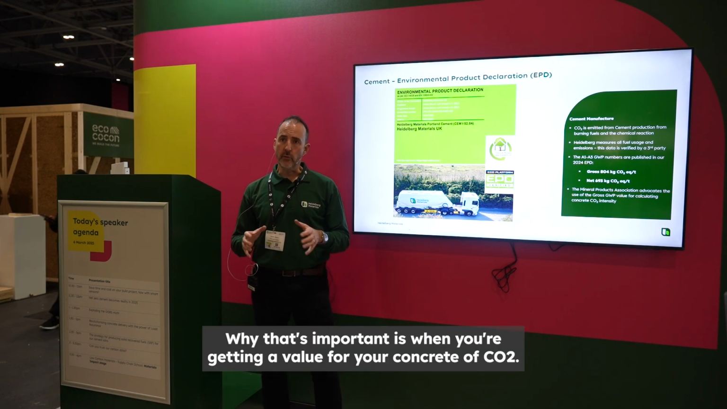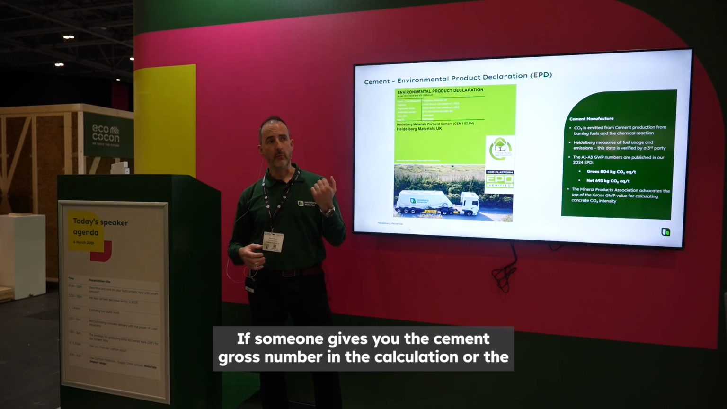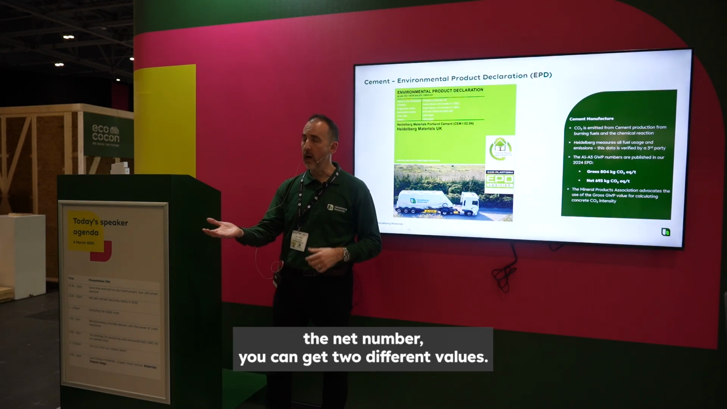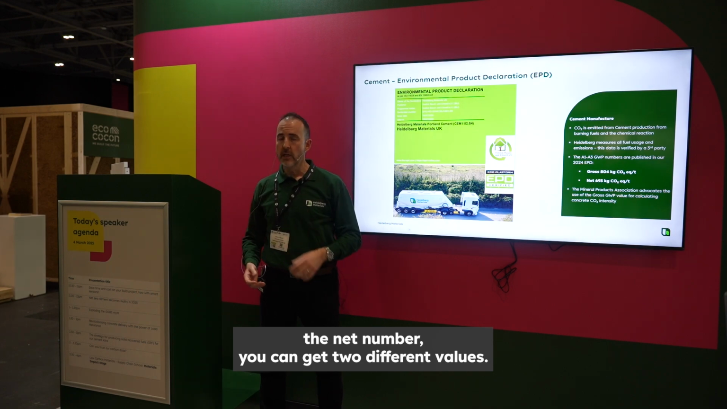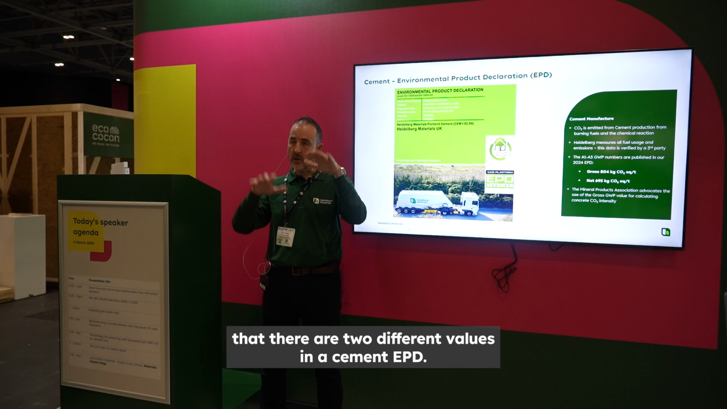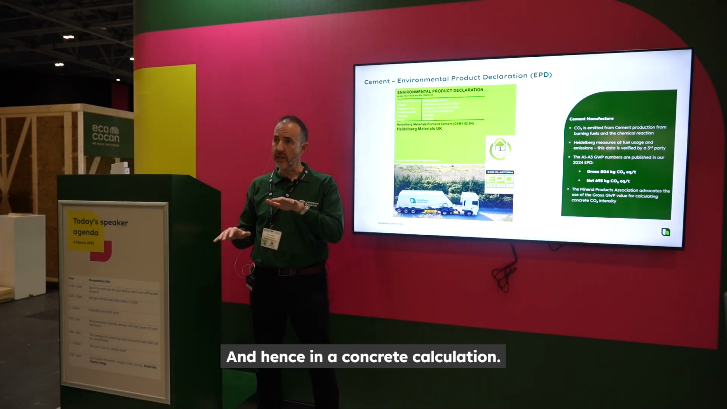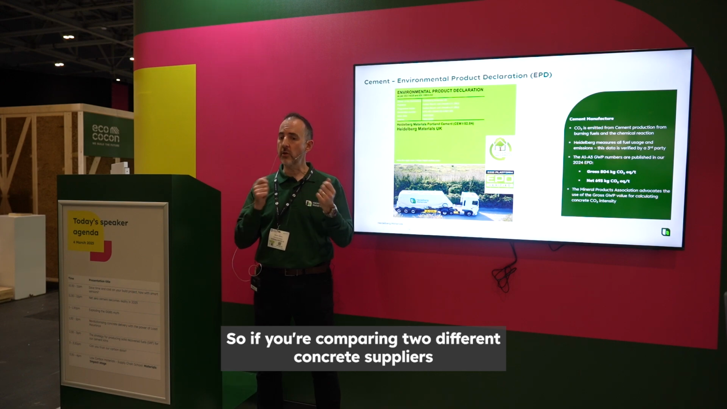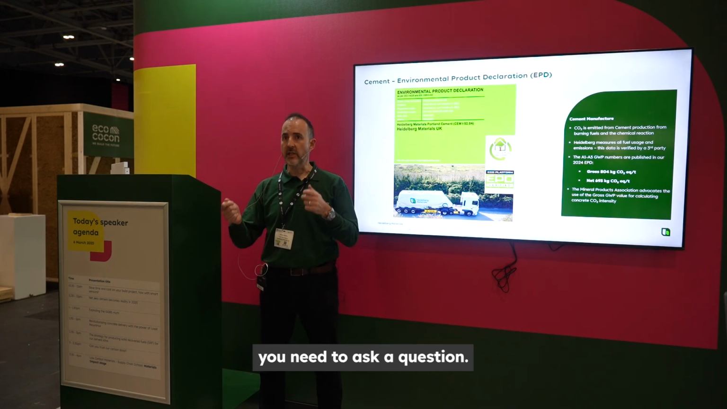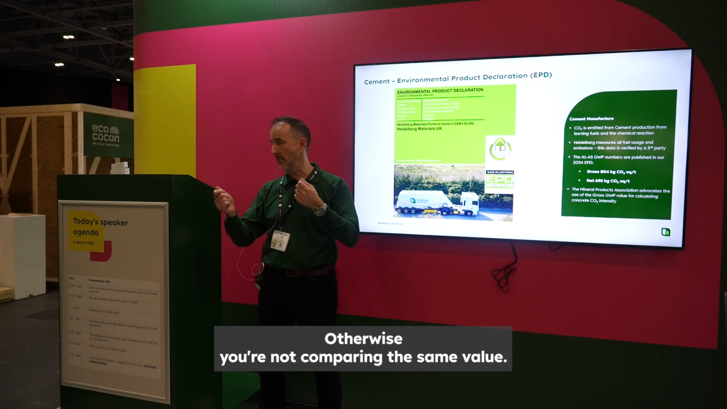Why that's important is when you're getting a CO2 value for your concrete, if someone gives you the cement gross number in the calculation or the net number, you can get two different values. So as someone who's trying to measure their carbon, it's important to understand that there are two different values in a cement EPD and hence in a concrete calculation. If you're comparing two different concrete suppliers, you need to ask the question: are you using the gross number or the net number? Otherwise you're not comparing the same value.